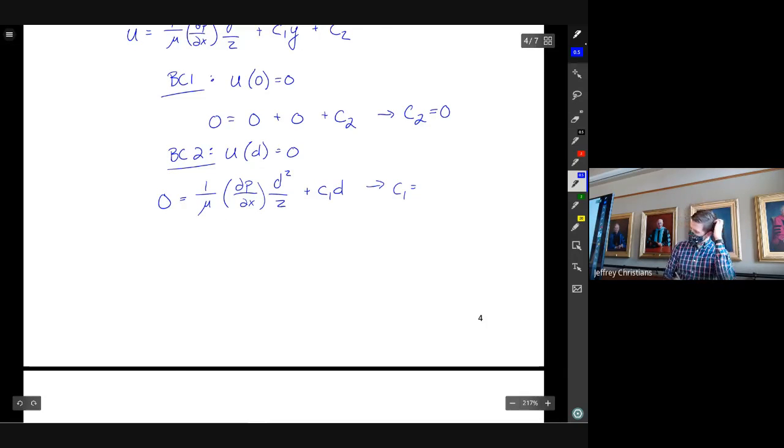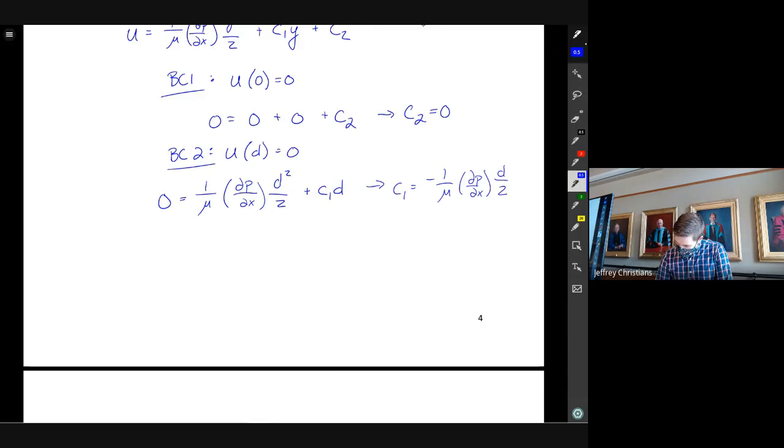This tells us that c1 is equal to minus 1 over mu dp dx times d over 2. Now to figure out our final velocity, we just have to smash all of this stuff back together and put c1 back into our initial equation.